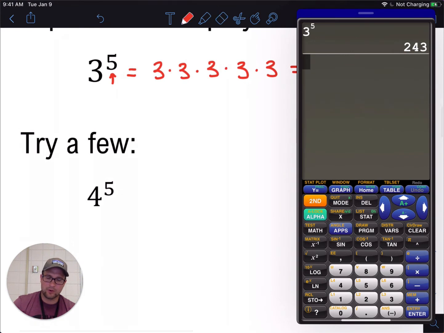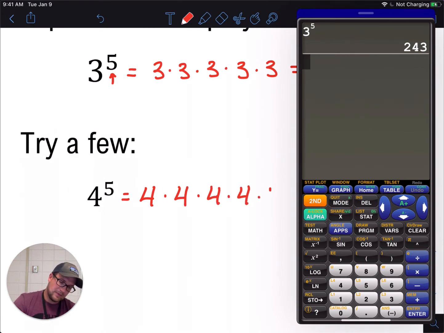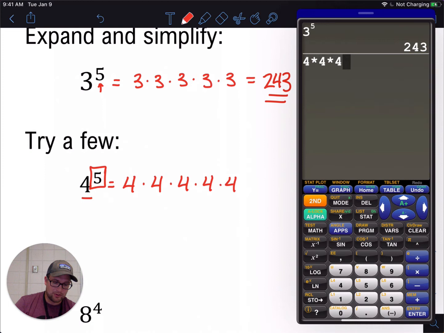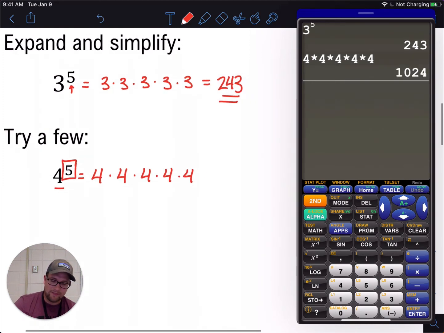So if I had 4 to the fifth power, I would take 4 times 4 times 4 times 4 times 4. I'd multiply the base by itself however many times the exponent tells us to do it. So, on our calculator, 4 times 4 times 4 times 4 times 4 would give us an answer of 1024.